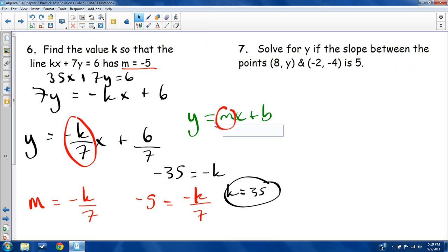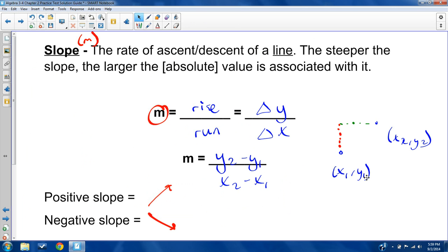Okay, the next problem I'm going to do: solve for y if the slope between the points 8 comma y and negative 2 comma negative 4 is 5. So I want you to look back at this equation here, and what we said was we have an xy pair and another xy pair. We take the difference of our y's, divide it by the difference of our x's. That's where we get our slope value.